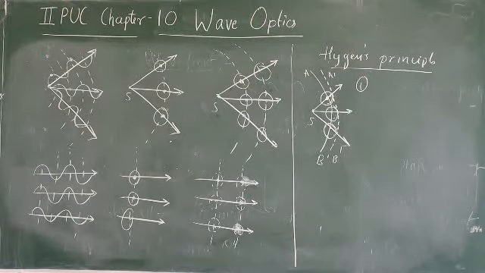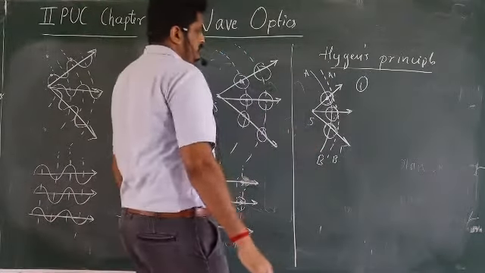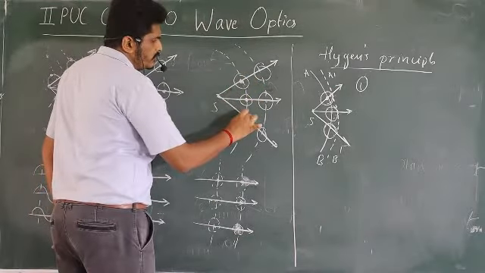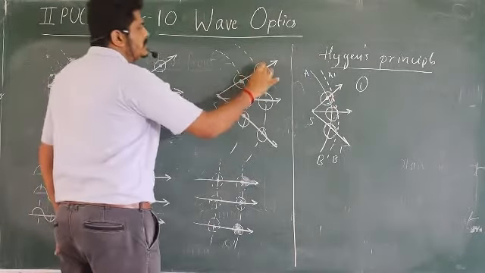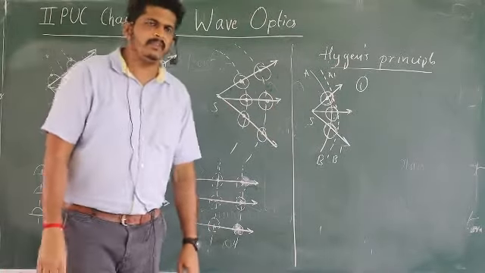Yes, each point on the primary wavefront acts as a source of secondary wavefront. Correct? So this is actually the primary wavefront. Here also I have shown it in plane as well as spherical. Each point will behave as what? A source for the secondary wavefront. Okay?